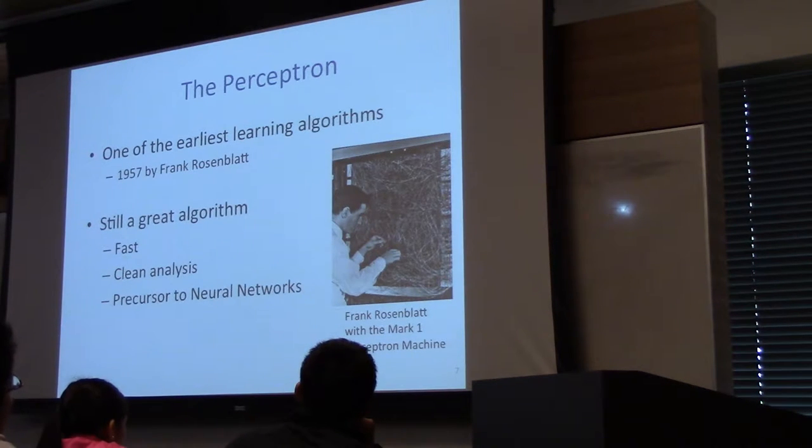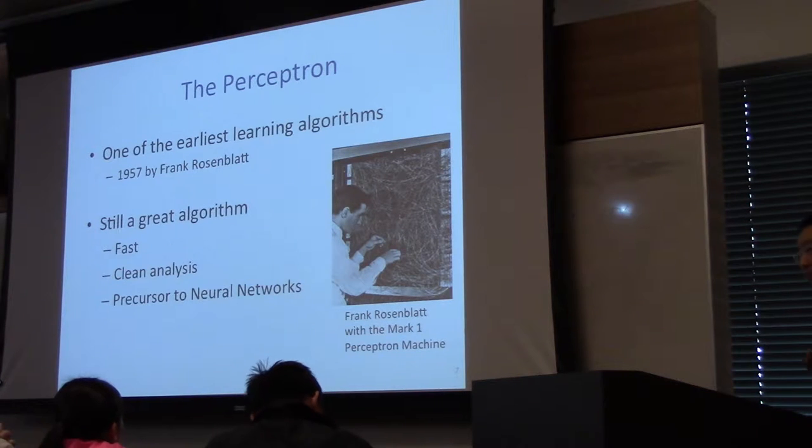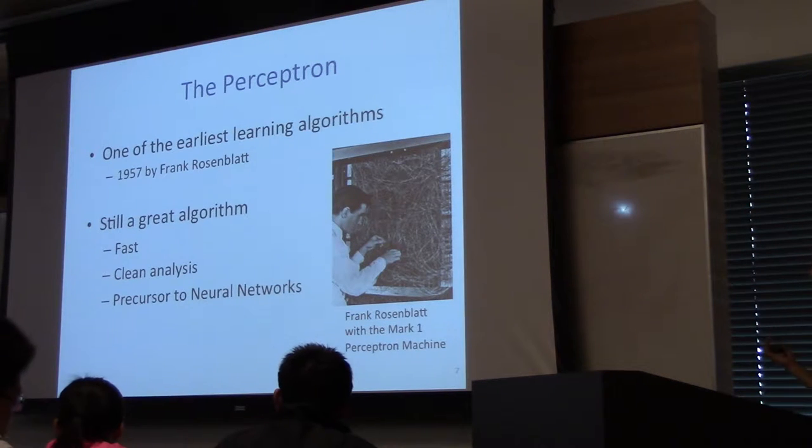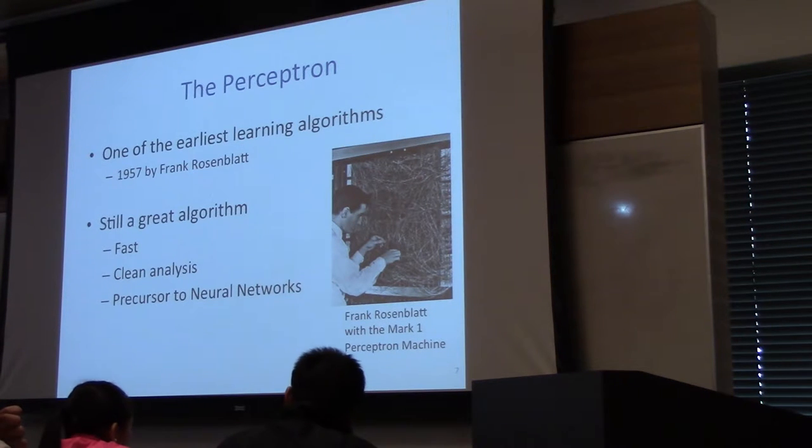The perceptron is one of the earliest machine learning approaches. It was invented in 1957 by Frank Rosenblatt, who was an engineer, physicist, neuroscientist type person, a sort of Renaissance man. It's still a great algorithm, the perceptron algorithm. It's fast to implement, it's fast to run. It has a very clean mathematical analysis, which you can use if you're trying to do thought experiments about more complicated learning scenarios.